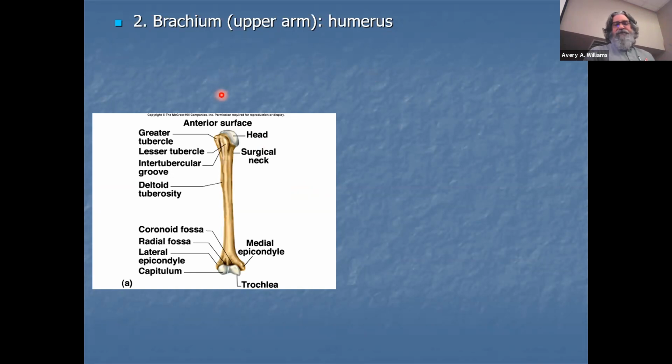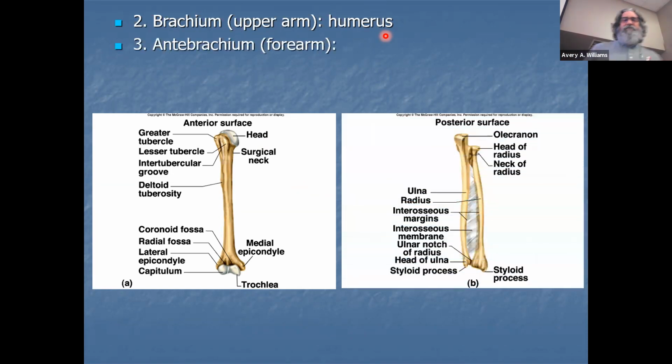But I want you to know what the brachium is. Remember, the brachium is that initial segment of your upper arm, or basically everything between your shoulder and your elbow, your brachium. There's only one bone in there, and that one bone is called the humerus. That's all you need to know. Okay, now, the detail and the anatomy of the humerus we'll do in lab. But for lecture, that's it.